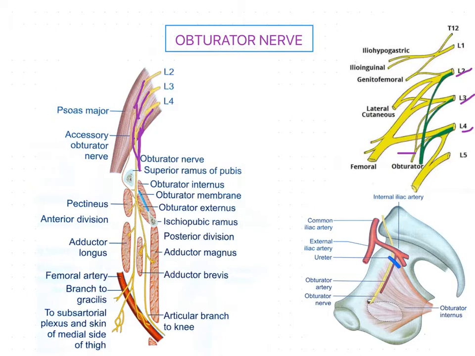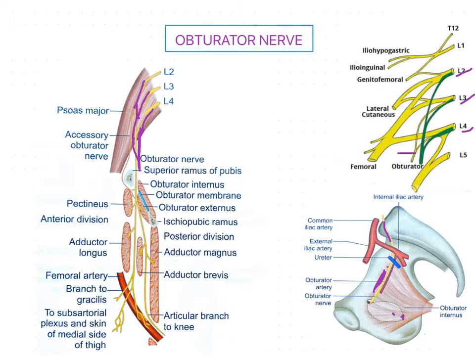The second part of the nerve lies lateral to the true pelvis. Here you can see, this is the true pelvis, the inner part of the pelvis. You can see the obturator nerve present lateral to the true pelvis. It runs downwards and forwards, lying over the obturator internus muscle.